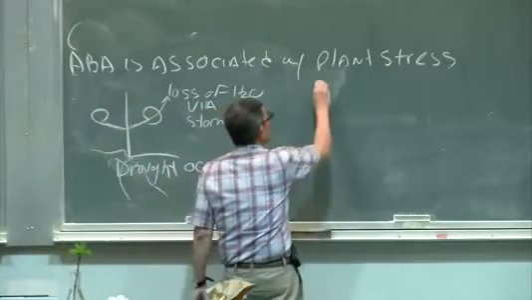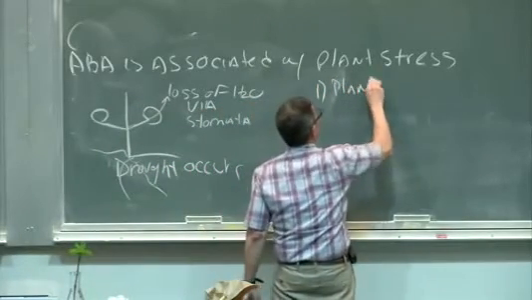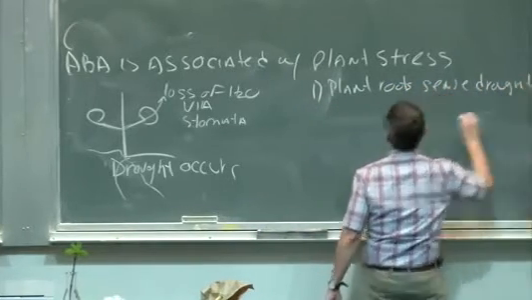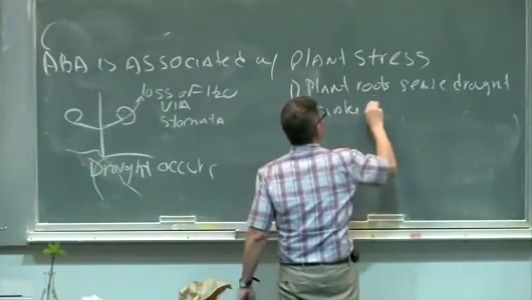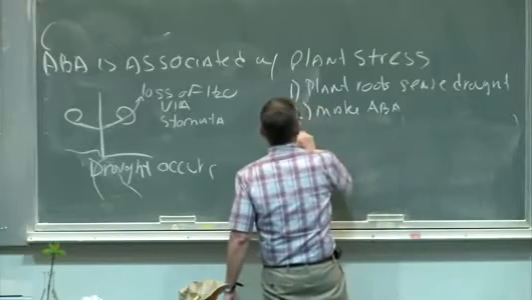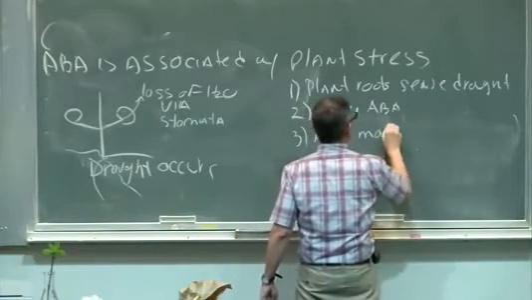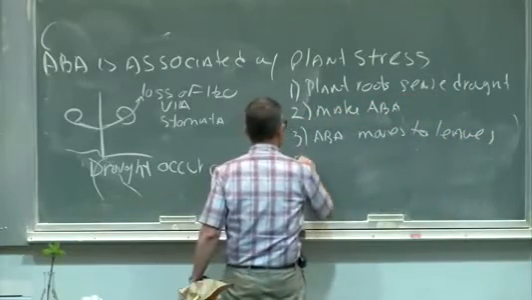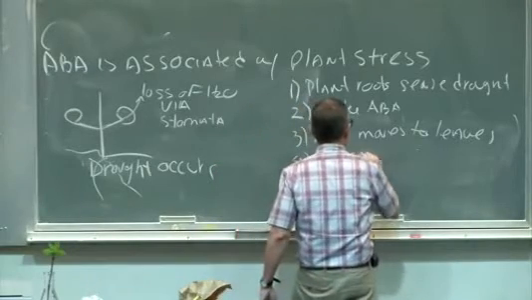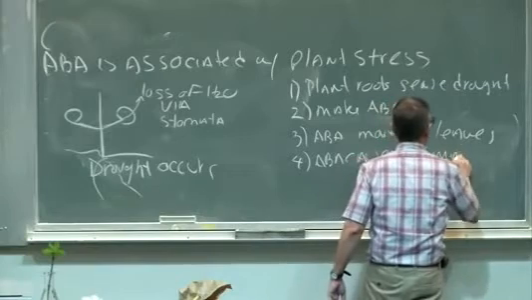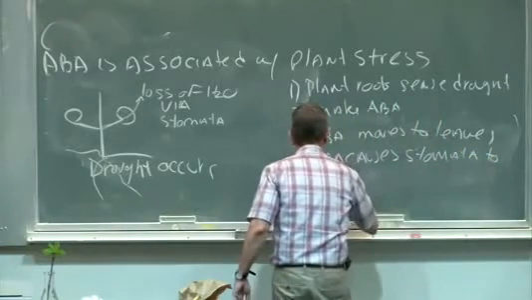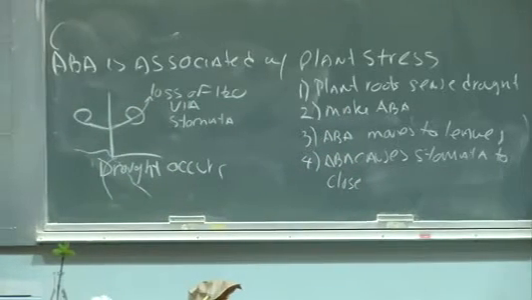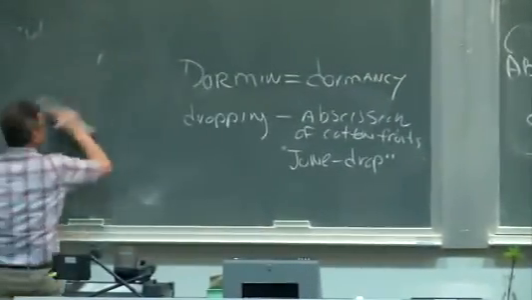So in drought conditions, what happens is that the plant roots sense the drought. They make ABA. The ABA moves to the leaves and causes the stomata to close. So although the plant does not have a nervous system, it has a way of communicating conditions at one end of the plant to the entire plant system.